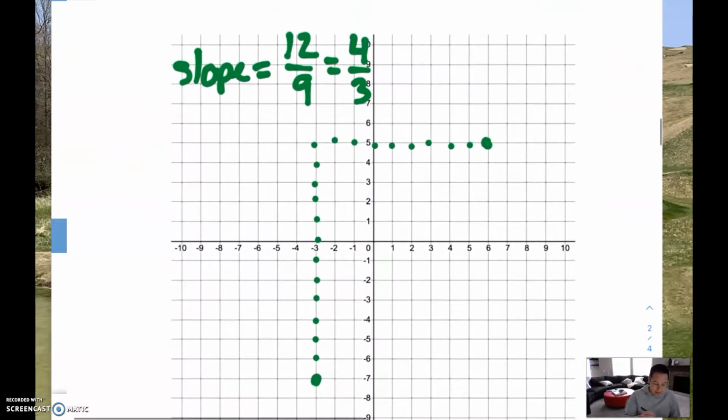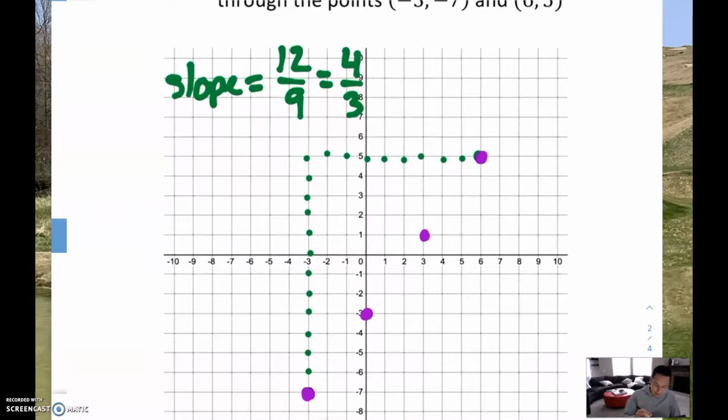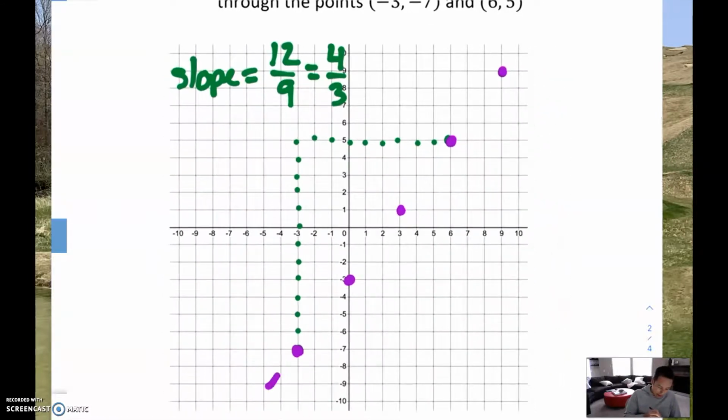So now let's go ahead and use that slope of 4/3. We're going to start down here. Since the slope is 4/3, we're going to go up 4 and over 3. It takes us here. And just to make sure, let's go up 4 again and over 3. There it is. That worked out. And we can go up 4 again and over 3, and that takes us here. We'll connect these with a straight line.